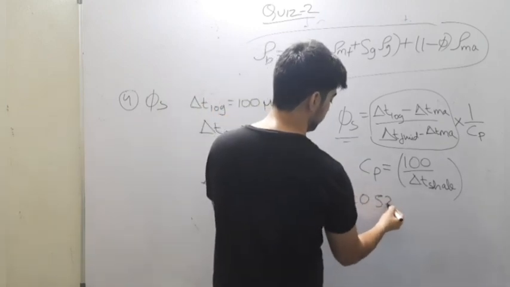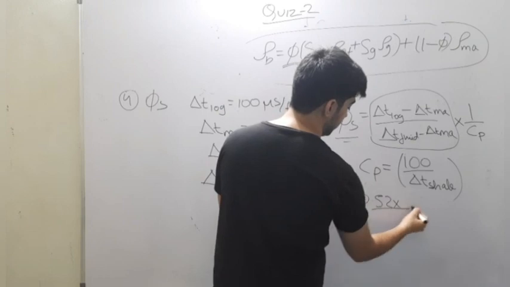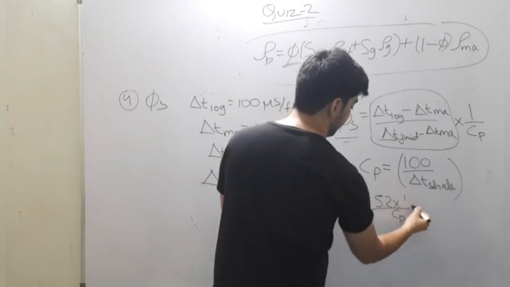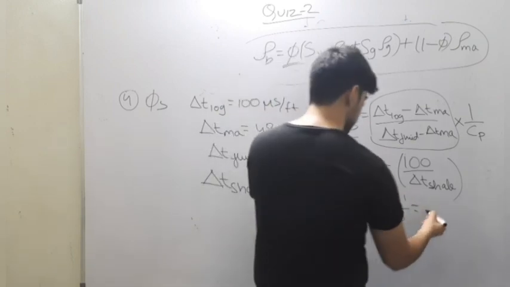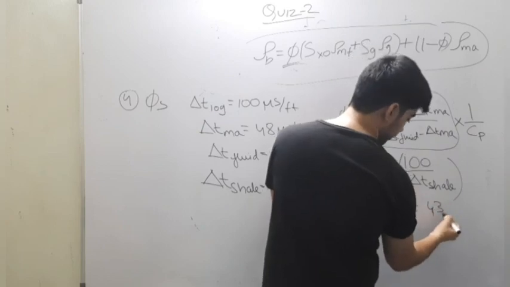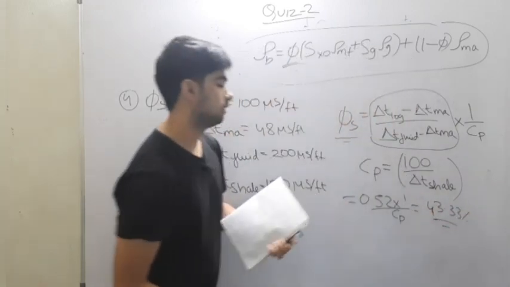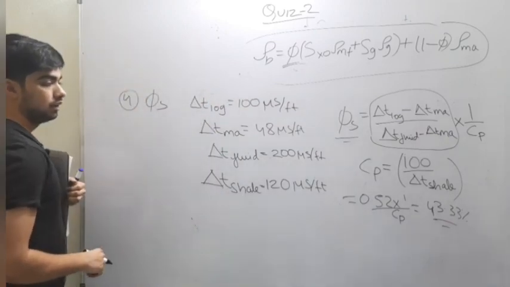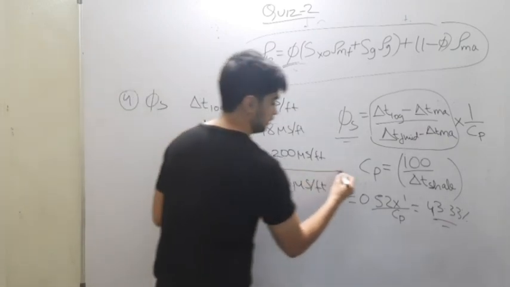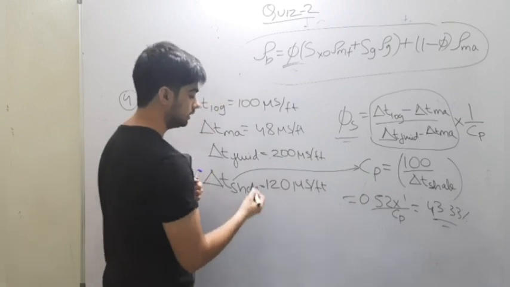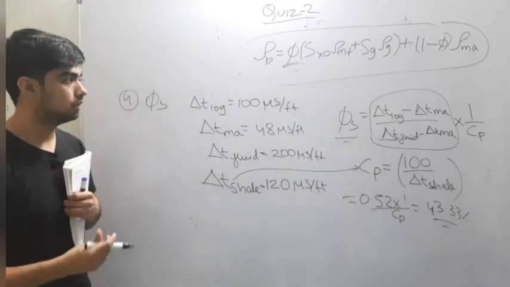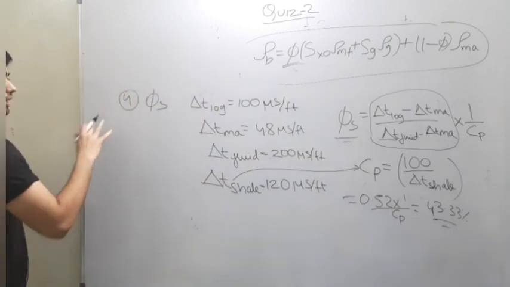0.52, and when you divide it by Cp, then it will turn out to be 43.33%. And this Cp is basically given by this value. So this is about the second numerical.